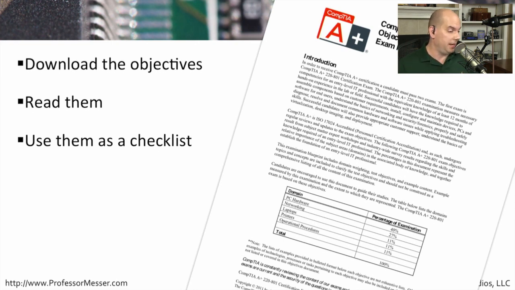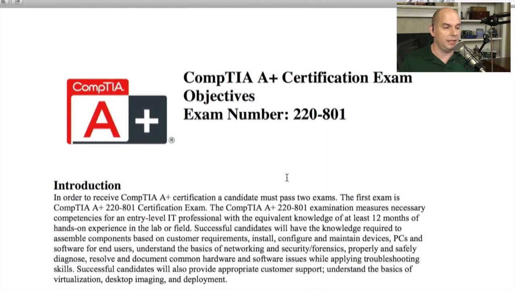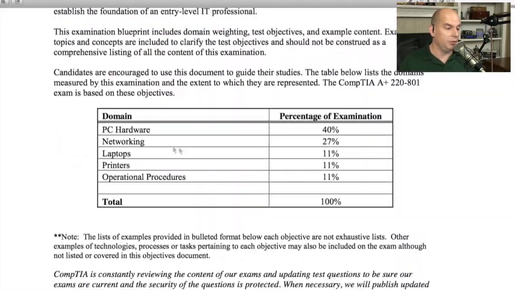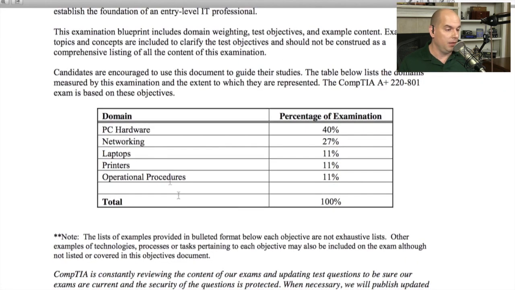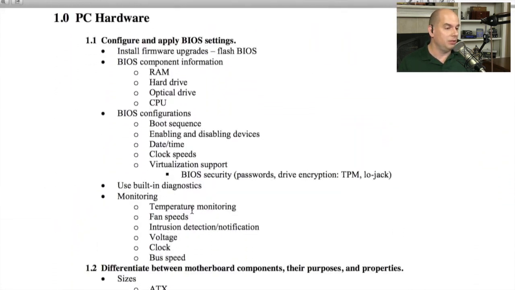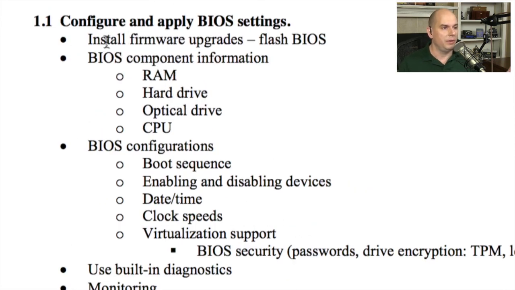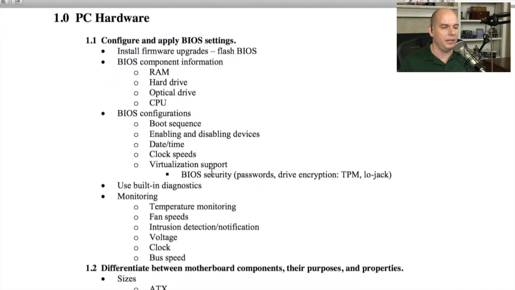If you are interested in the 800 series exam, you should go out to the CompTIA website and have a look at it. If you download it, here's the exam objectives for the 801 exam. It tells you exactly how much you will be asked about from a percentage perspective on the exam on each domain. And then it goes to details. Configure and apply BIOS settings. You should know how to install firmware upgrades. You should know everything about the BIOS component information on the RAM, hard drive, optical drive, and CPU. You should know how to set a boot sequence in your BIOS, how to enable and disable devices, how to set the date and time, how to understand what clock speeds are, and understand virtualization support in your BIOS.